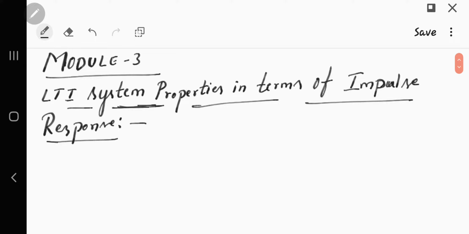Hello students, in this video we will discuss LTI system properties in terms of impulse response. Now this belongs to module 3. Whatever we discussed in the previous video, that is the problems on convolution integral, is where module 2 ends. In module 3 we'll be discussing the properties of LTI system in terms of impulse response. The very first topic is system interconnection.